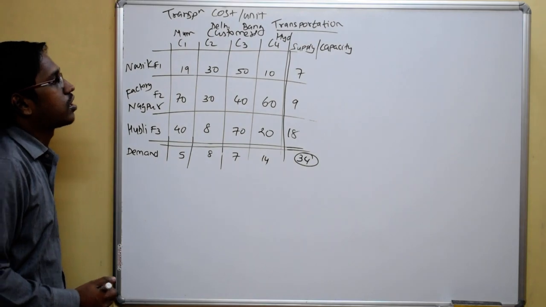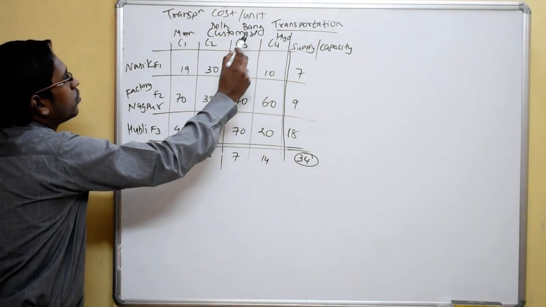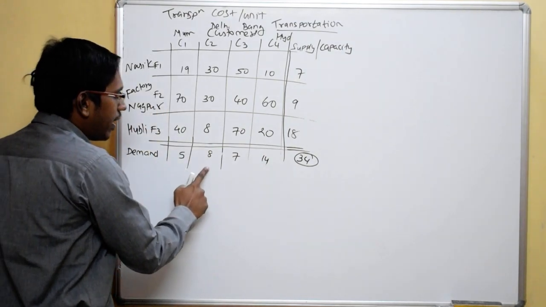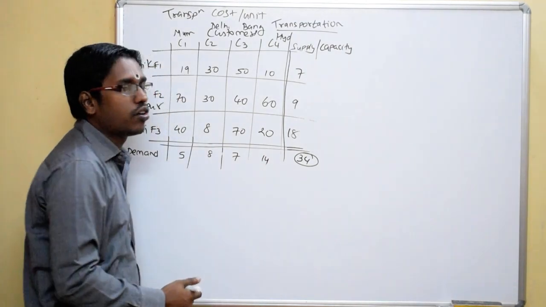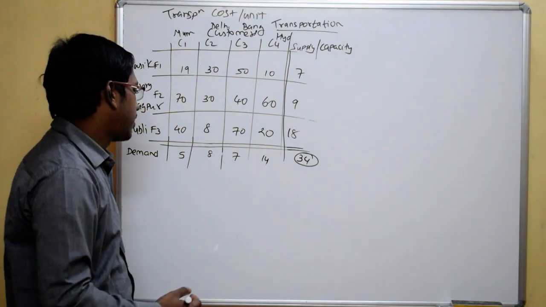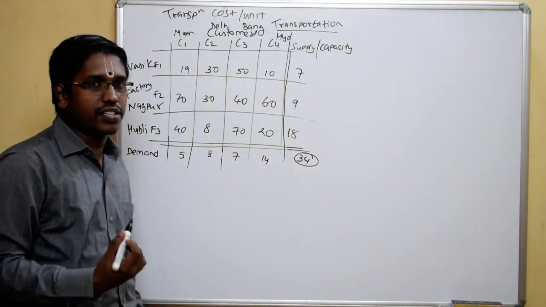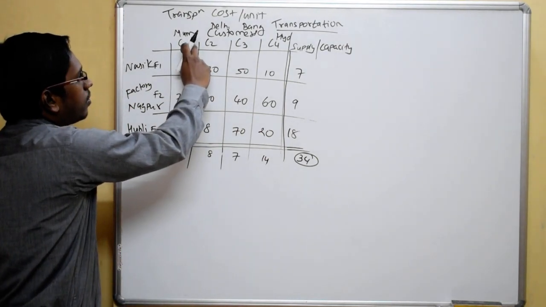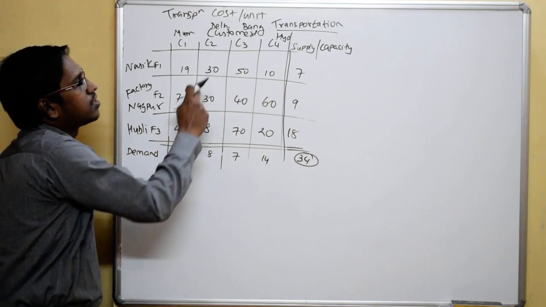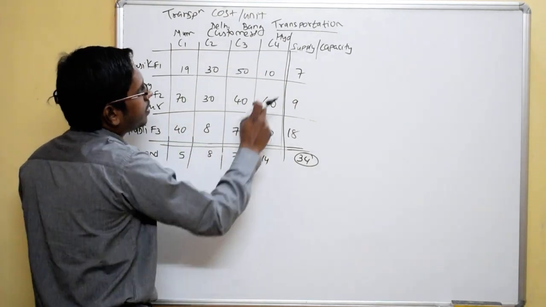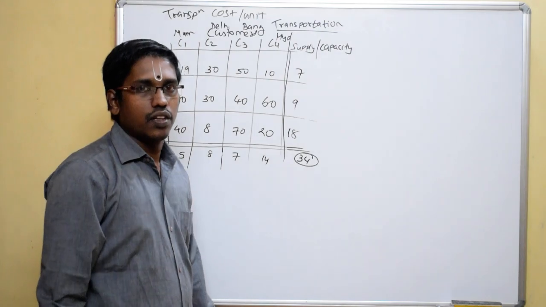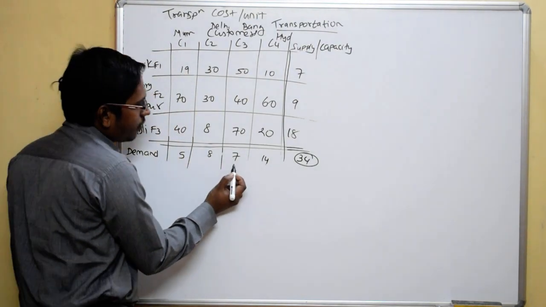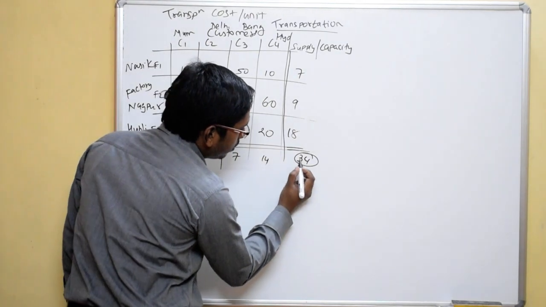Now let's look at the customers. Customers C1, C2, C3 and C4 are demanding 5 units, 8 units, 7 units and 14 units respectively. If it is in lakhs, 5 lakhs, 8 lakhs. If it is in thousands, 5,000, 8,000. So now customer C1 from Mumbai needs 5, C2 needs 8, C3 needs 7 and C4 needs 14 units. Now let's sum up the demand. 8 plus 5 is 13, plus 7 is 20, 20 plus 14 is again 34.